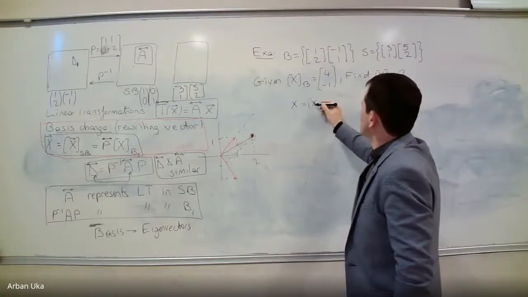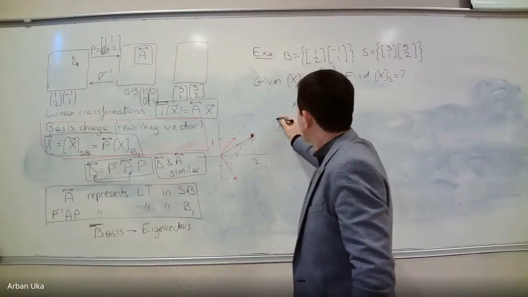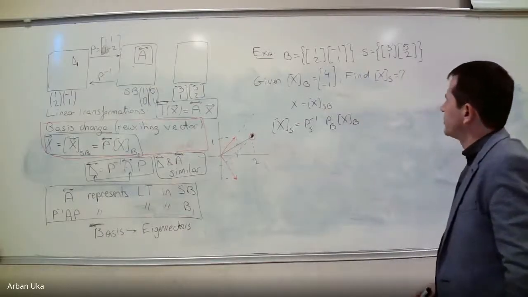What should we write down here? At first, we should write that X projected in S equals PS inverse times PB times X projected in basis B. That is correct. So this is all that we need to do.